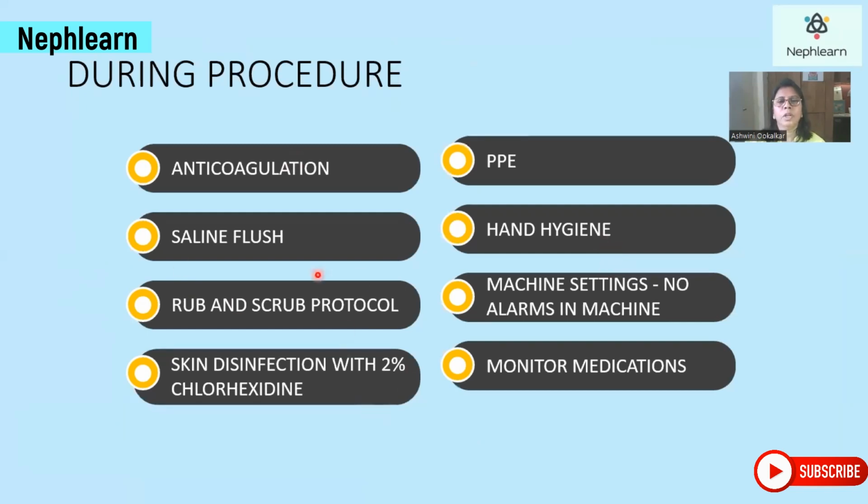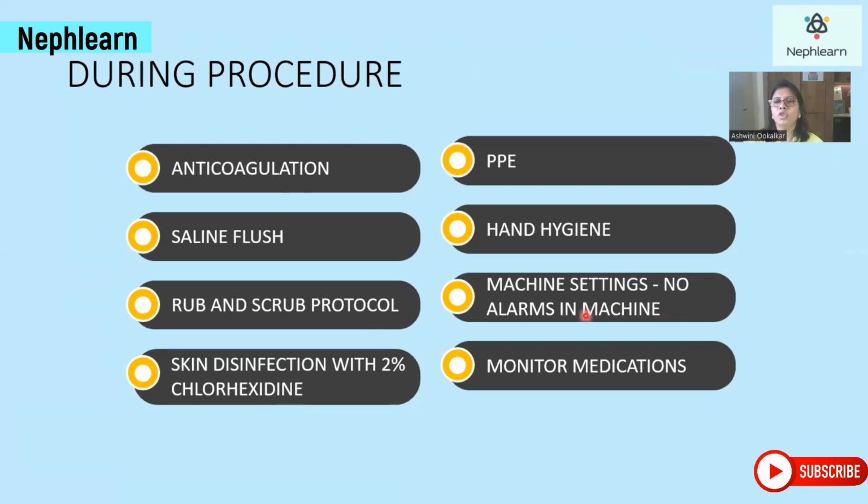Again, during the procedure, the rub and scrub protocol is one of the most important that we can do. So if any microorganisms are present at the hub, they may not contaminate and colonize the catheter and lead to further infections. Skin disinfection with 2% chlorhexidine is mandatory.